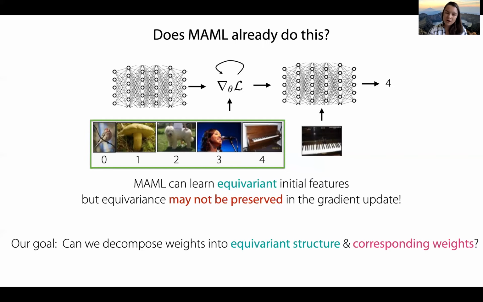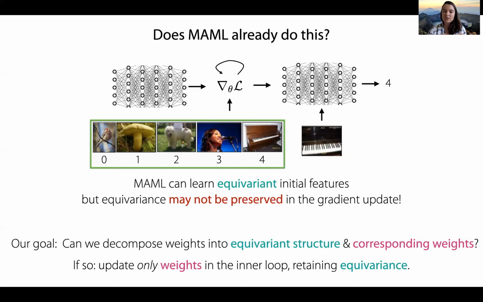So our goal in this work is to figure out if we can decompose the initial weights into equivariant structure and the corresponding weights irrespective of that structure. And if we can do this effectively, then in the inner loop, we can update only the weights and retain the equivariant structure, such that we have a neural network that's equivariant to certain transformations, both in the pre-update as well as in the post-update network.